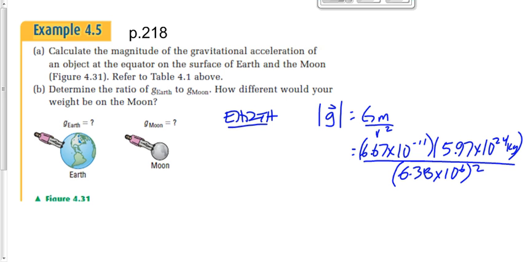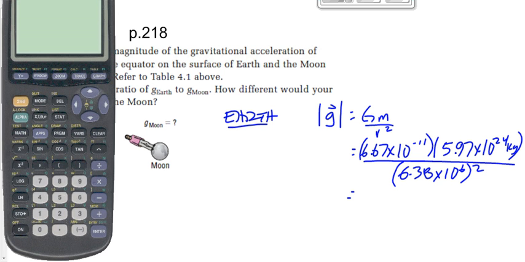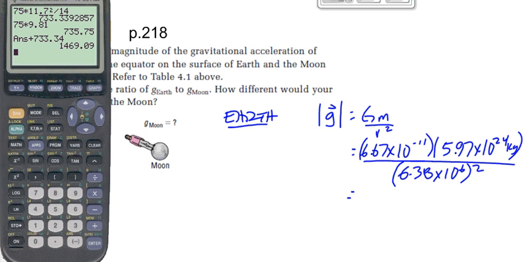What do you predict we're going to get here for the gravitational field strength caused by the Earth on the surface at the equator? Nick, what are you going to predict we're going to get here? 9.81? Probably pretty close to that. Let's figure it out then.